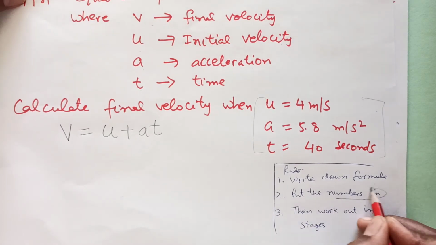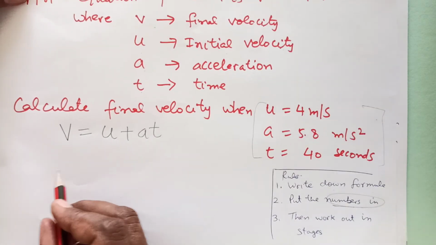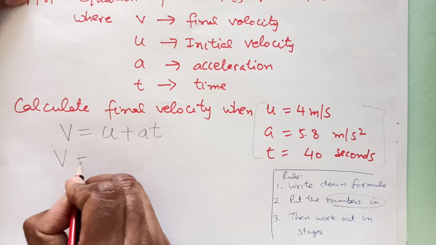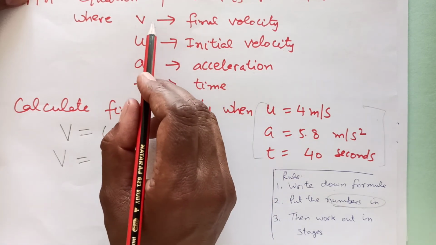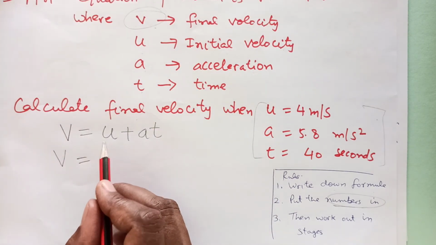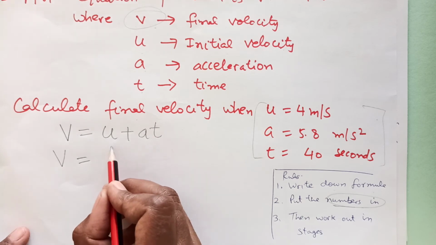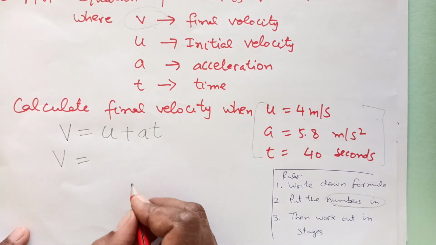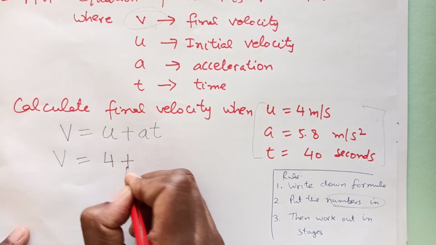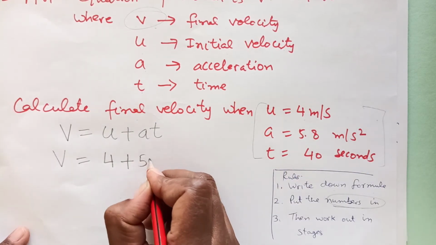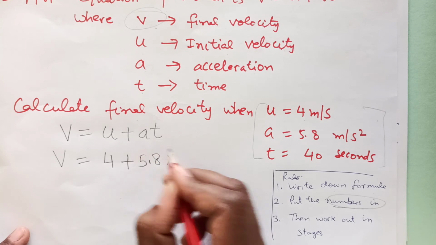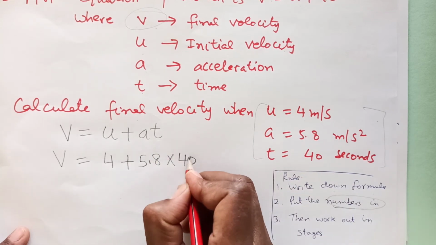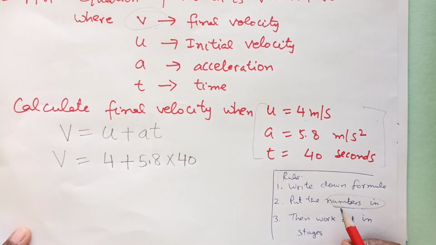Then put the numbers in. We have V. We need to know the final velocity. Final velocity is V here, so we need the value of V. U is the initial velocity, which is given to us as 4, plus then you have A. A is 5.8. Then times T. T is 40 seconds. Now we have put the numbers in.